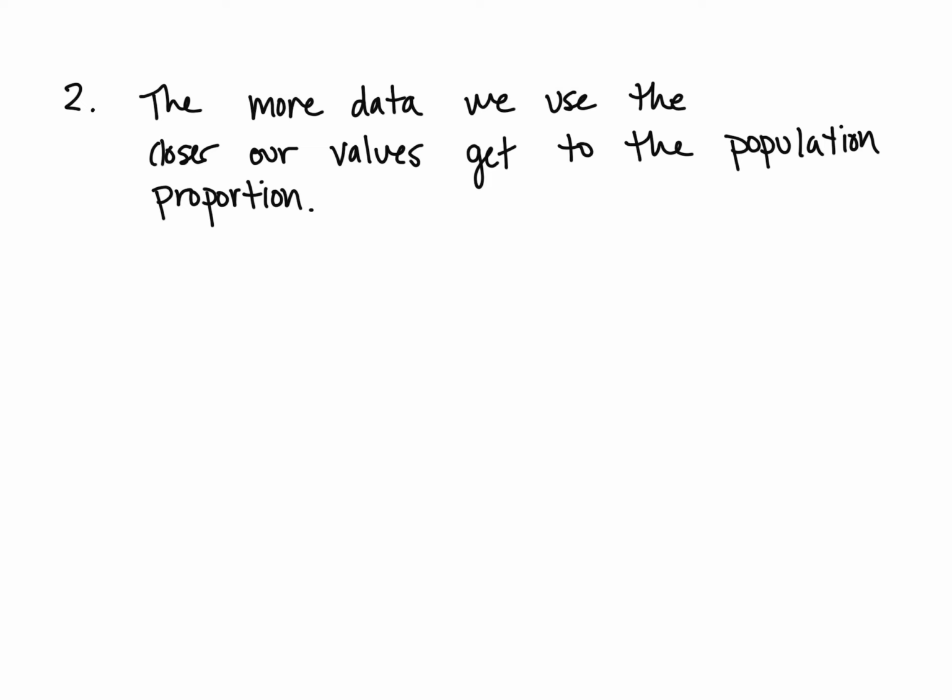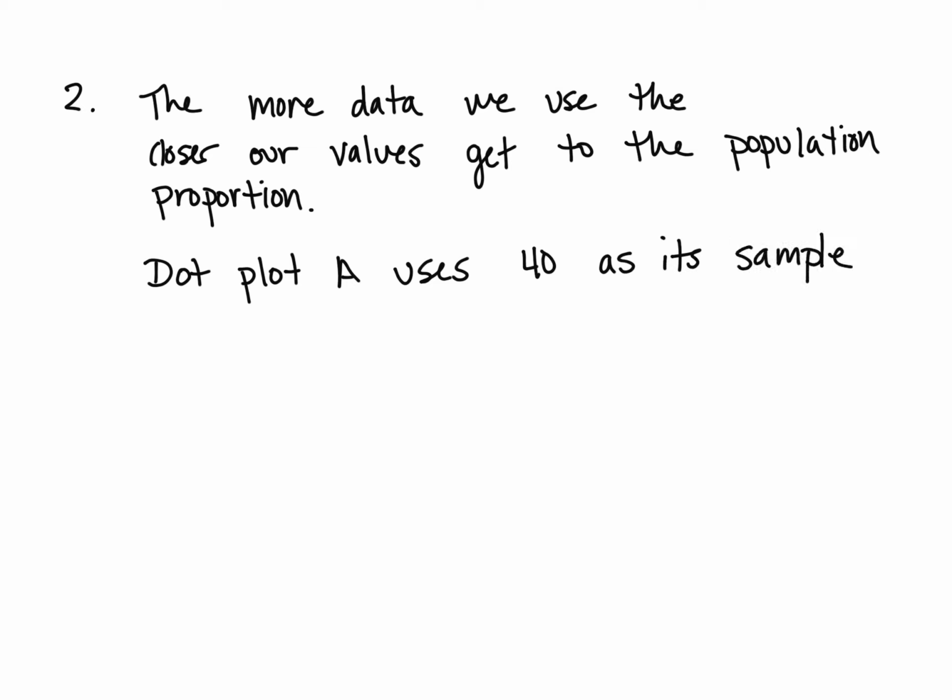So for this, if we have a sample of 40, we would expect our dots to be closer together. That means dot plot A uses the sample size 40. Because the dots are closer together and it has a smaller variability.